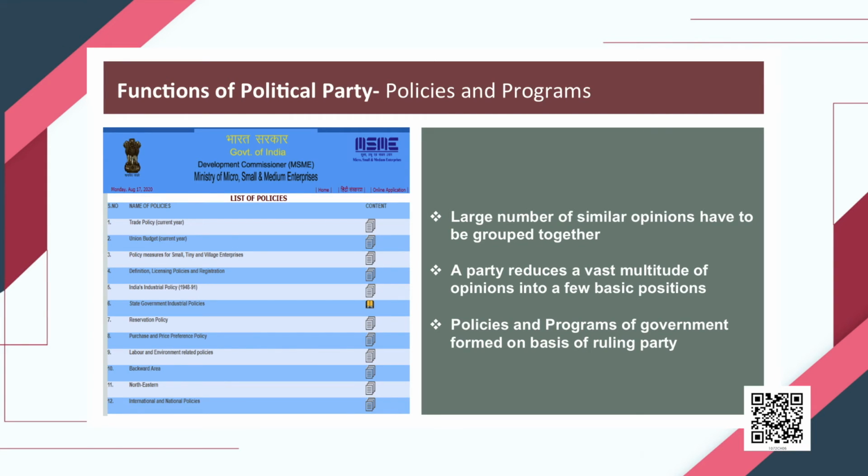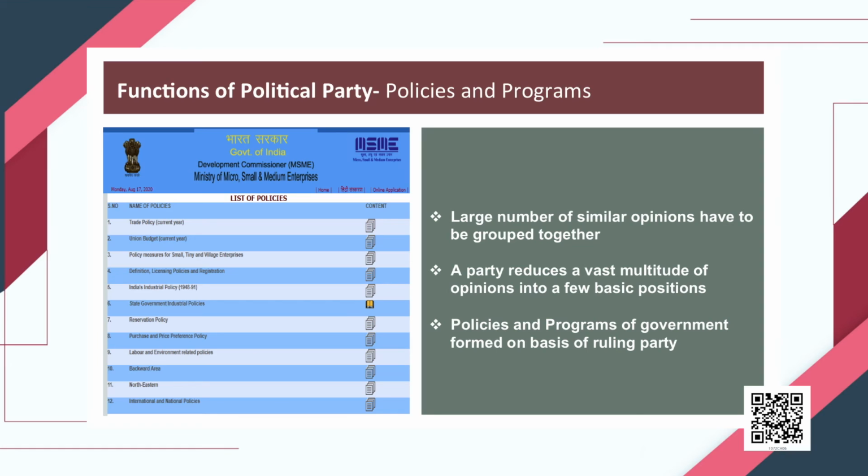Parties put forward different policies and programs, and the voters choose from this. So this is the second function of a political party. Each of us may have different opinions and views on what policies are suitable for the society, but no government can handle such a large variety of views in a democracy. A large number of similar opinions have to be grouped together to provide a direction in which policies can be formulated by the governments. This is what the parties do. A party reduces a vast multitude of opinions into a few basic positions which it supports. A government is expected to base its policies on the line taken by the ruling party.